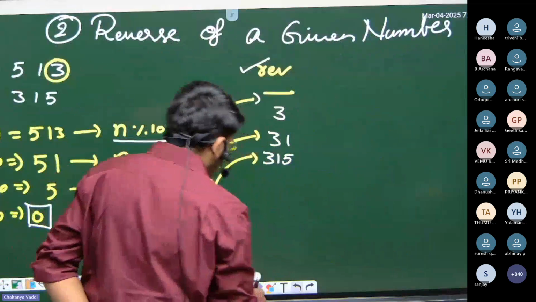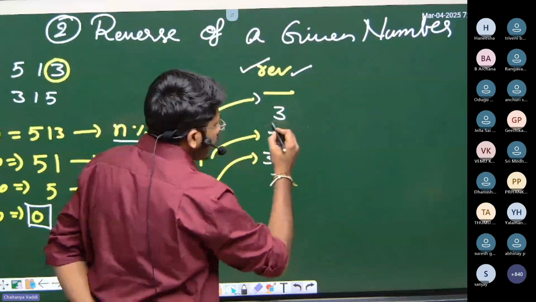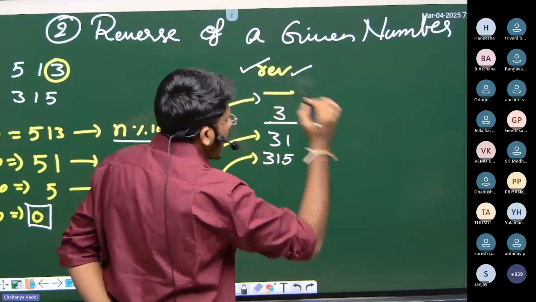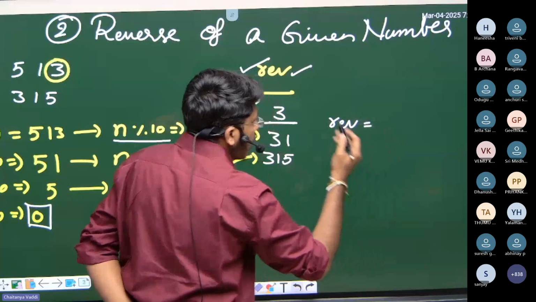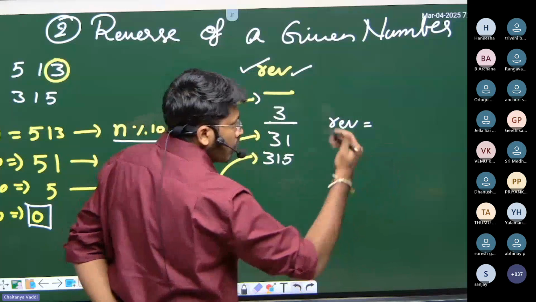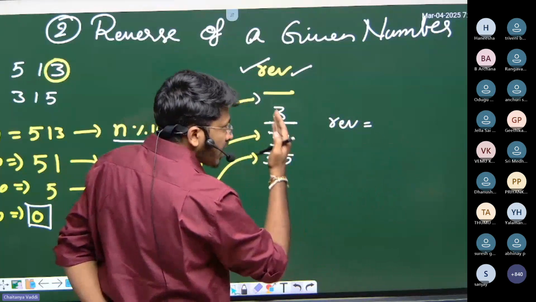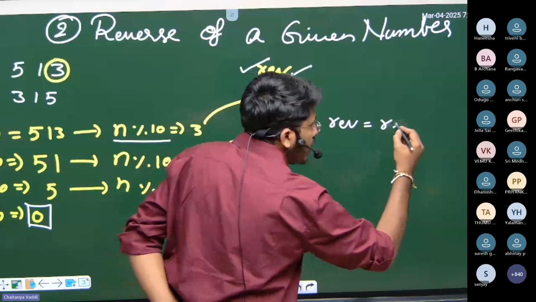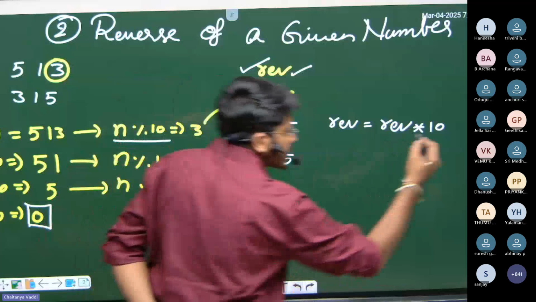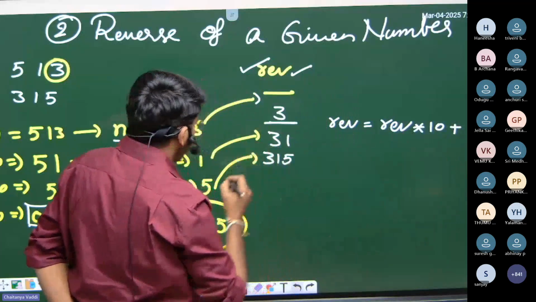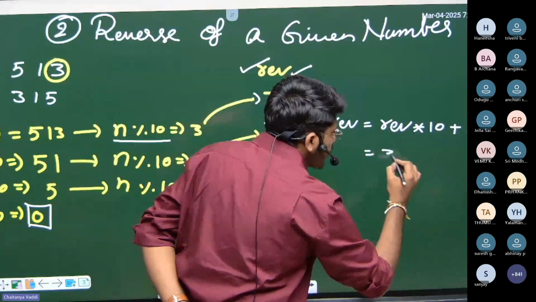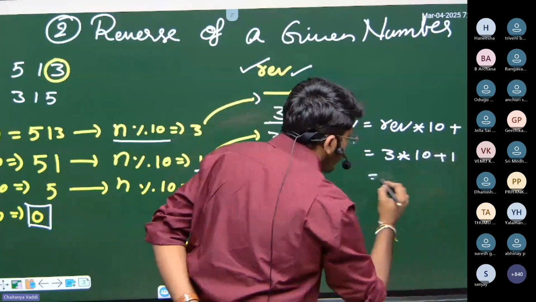Here, REV is the reverse value. So the first time it will be 3. In the second iteration, it should be 31. So for that, what I'm doing is I'm taking the REV value. Actually, it is 3 in the first iteration. By the second iteration, I need to get 31. So for that, I'm moving this unit digit 3 to the tenth position. Sorry, REV into 10, nothing but 3 into 10, 30, plus the recent unit digit, nothing but 1.